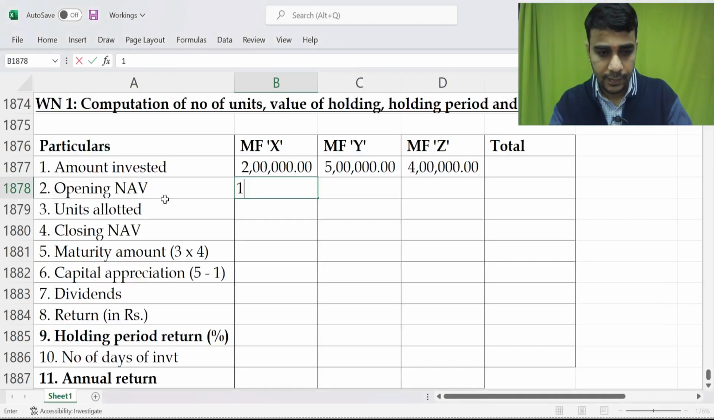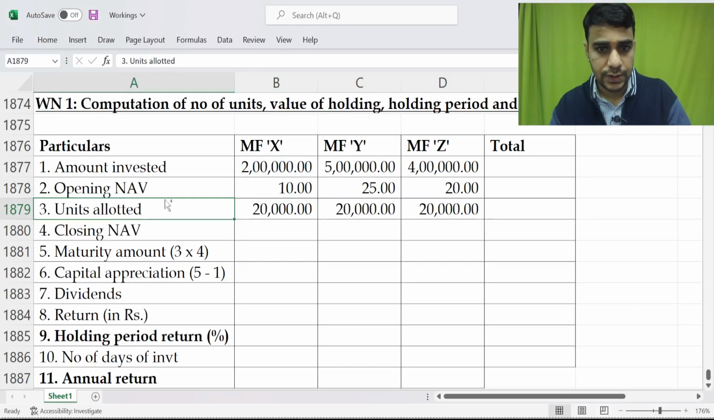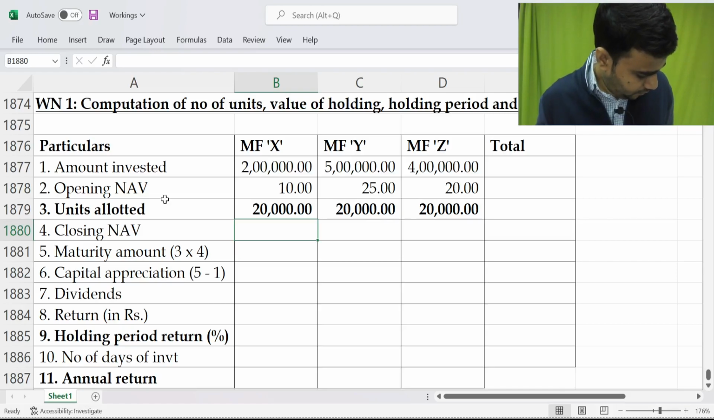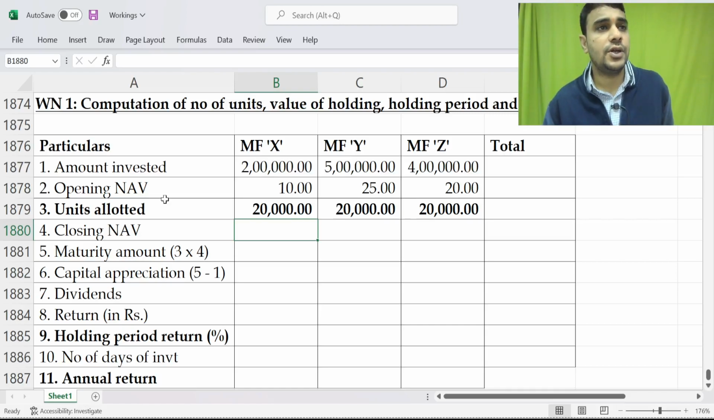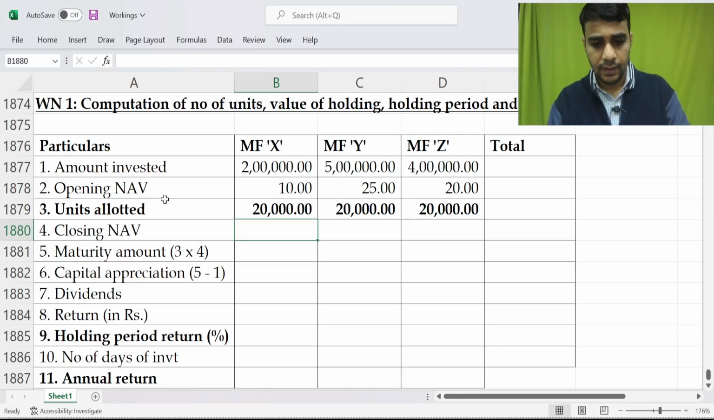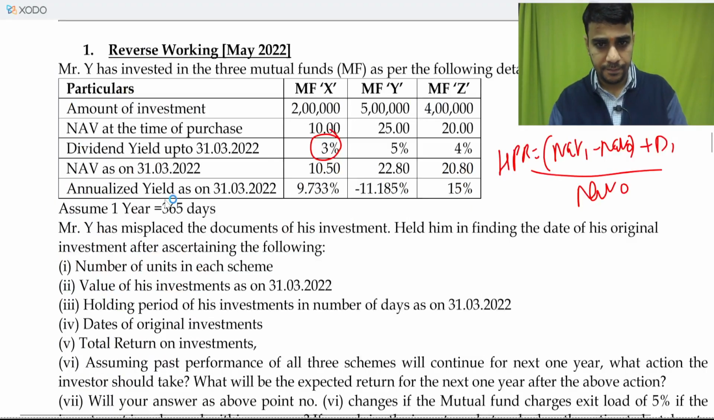Opening NAV. This is part 1 solution. 20,000 units have been allotted in all the 3. The number need not be the same. What's the closing NAV? 10.5.